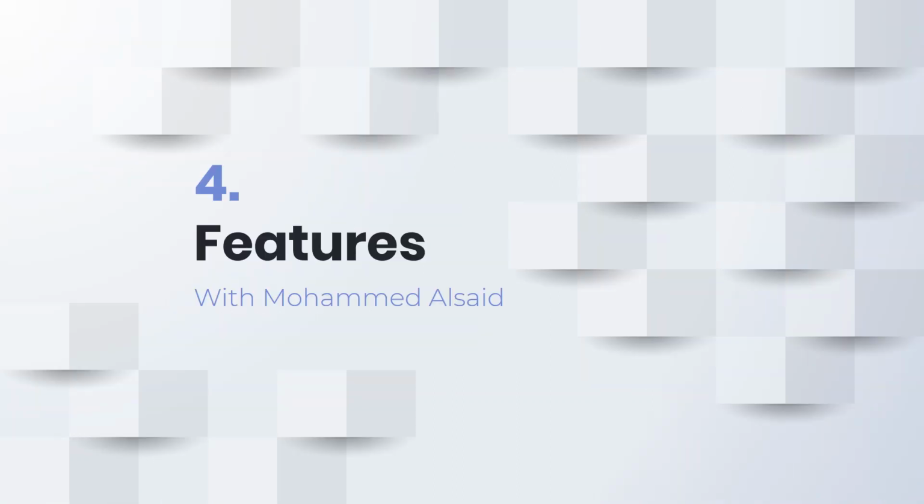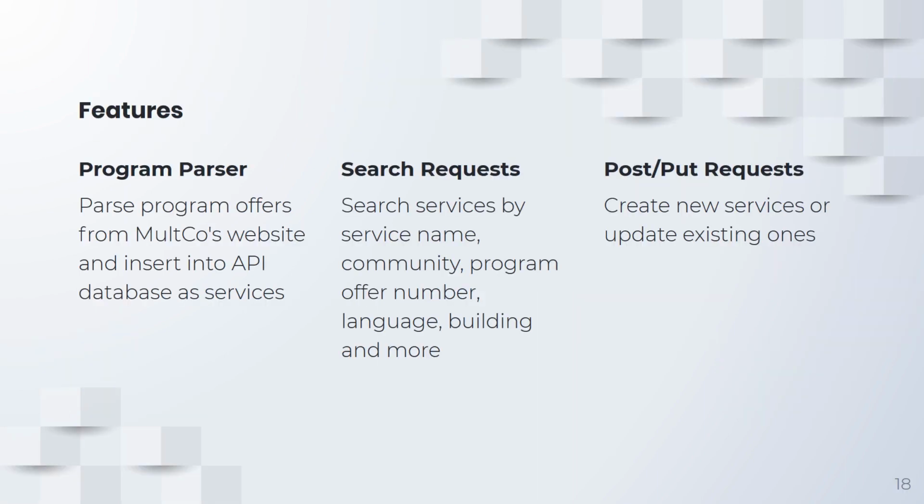Hi, I'm Mohammed, and I'll be covering the features offered by our API. So our API supports multiple features, the first of which is a parser program that gathers information about services offered by Multnomah County into one place. So Multnomah County has large documents that describe services. We wrote a parser designed to scrape the information from those documents, then insert into the database as seed data.